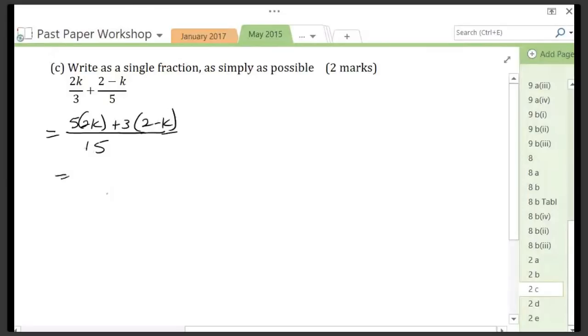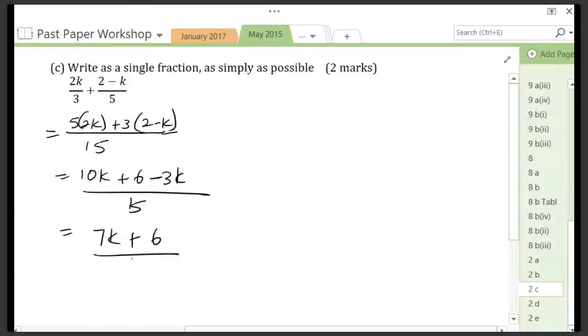5 multiplied by 2 is 10. So this is 10k. Plus 3 multiplied by 2 is 6. 3 multiplied by minus k here is minus 3k. All over 15. So 10 minus 3 here is 7. So this is 7k plus 6 all over 15. All right, and that's the answer there. Okay, so you find your LCM, divide the LCM by each denominator and multiply by their respective numerators, and you get your answer.